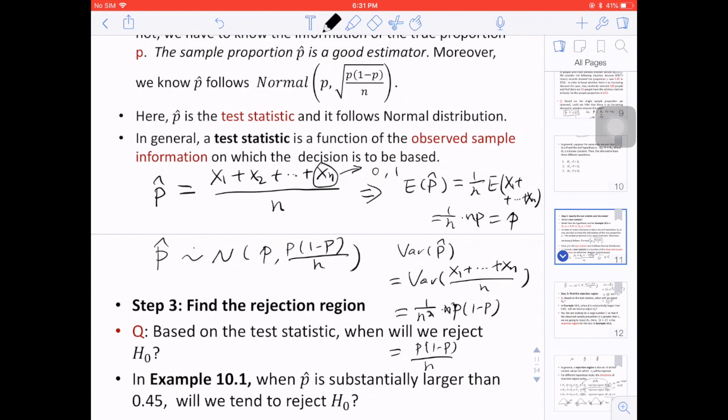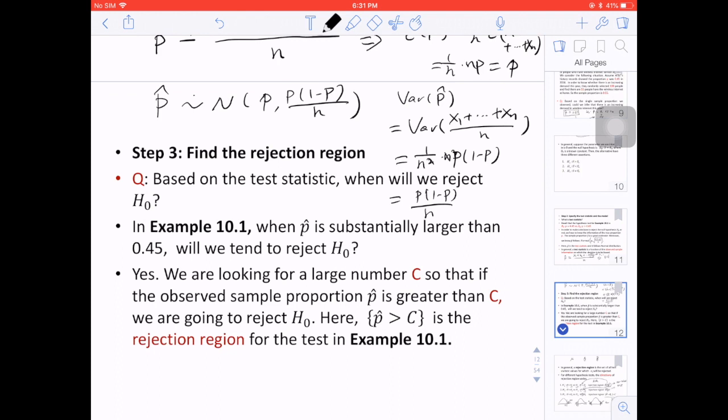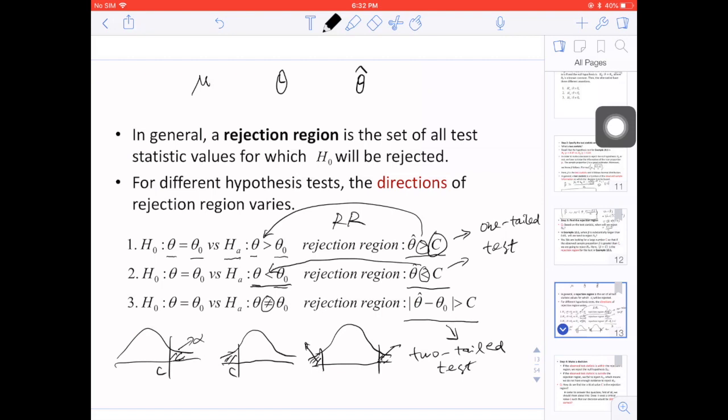Okay, so that's the sampling distribution of our sample statistic, p hat. This is my test statistic, the second step. In the third step, find the rejection region.